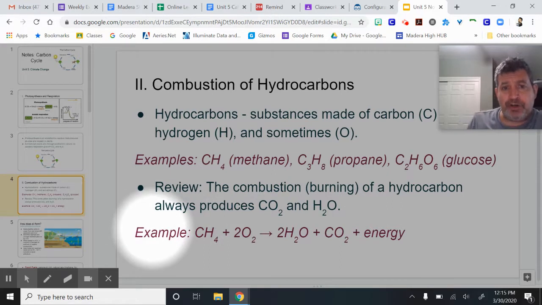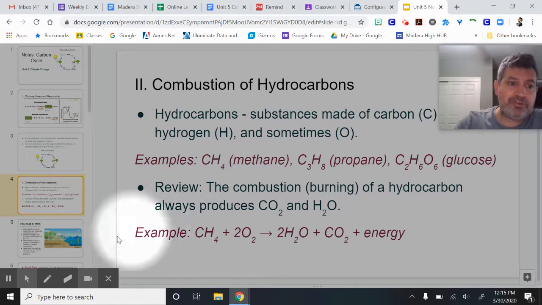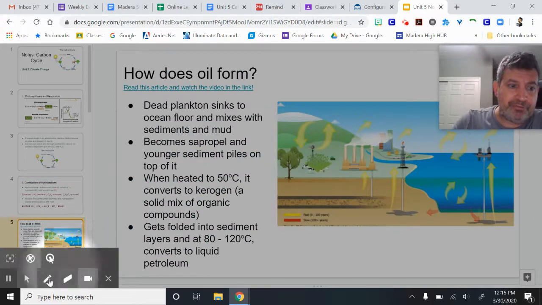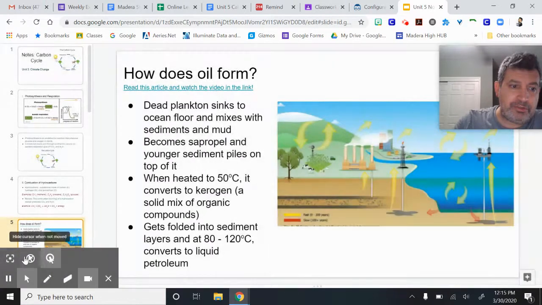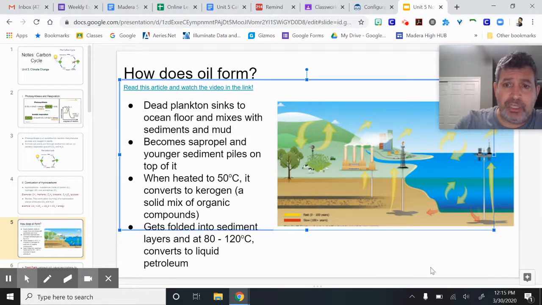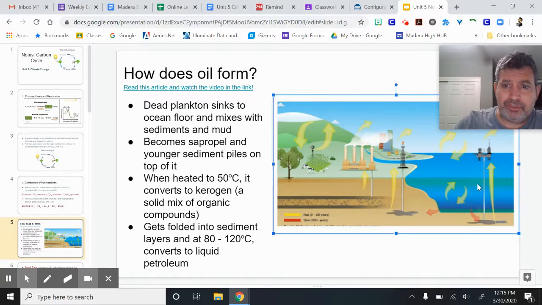So hydrocarbons, as far as the gas ones, those are coming out of the ground. We mine it. We also can mine liquid type hydrocarbons like petroleum. And so it's often good to know where and how does oil form. So we have the steps here for how oil forms. And let me just get you to this picture.